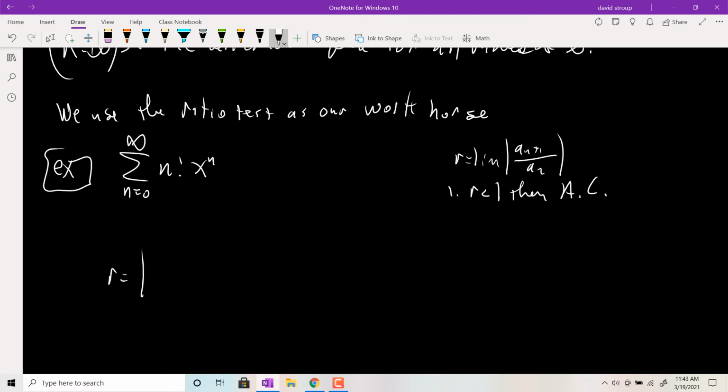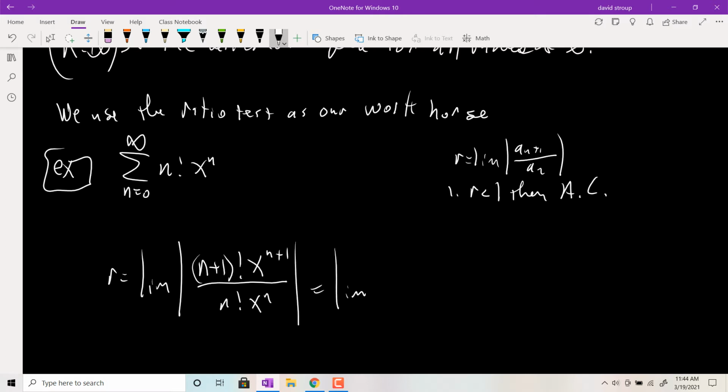So the r value in this case will be the limit of the absolute value. A sub n plus 1 will be n plus 1 factorial times x to the n plus 1, divided by a sub n, which will be n factorial times x to the n. Then this will be the limit as n goes to infinity. This will be n plus 1 factorial, which you can rewrite as n plus 1 times n factorial, all over n factorial, and then times x to the n plus 1 over x to the n, which is x to the n plus 1 minus n, which is just x. The absolute value of x you can factor out because that's technically just a constant.